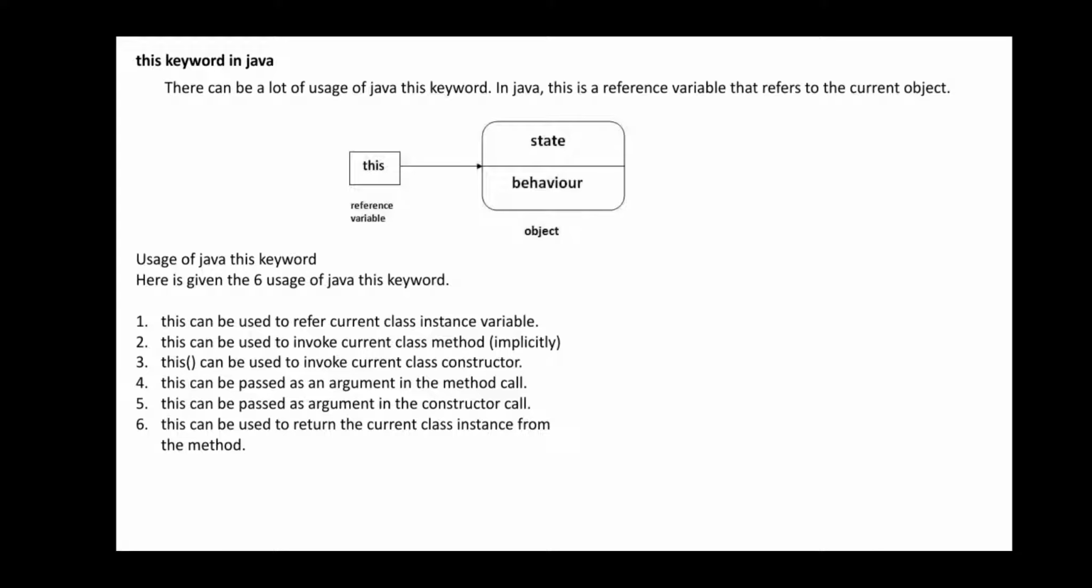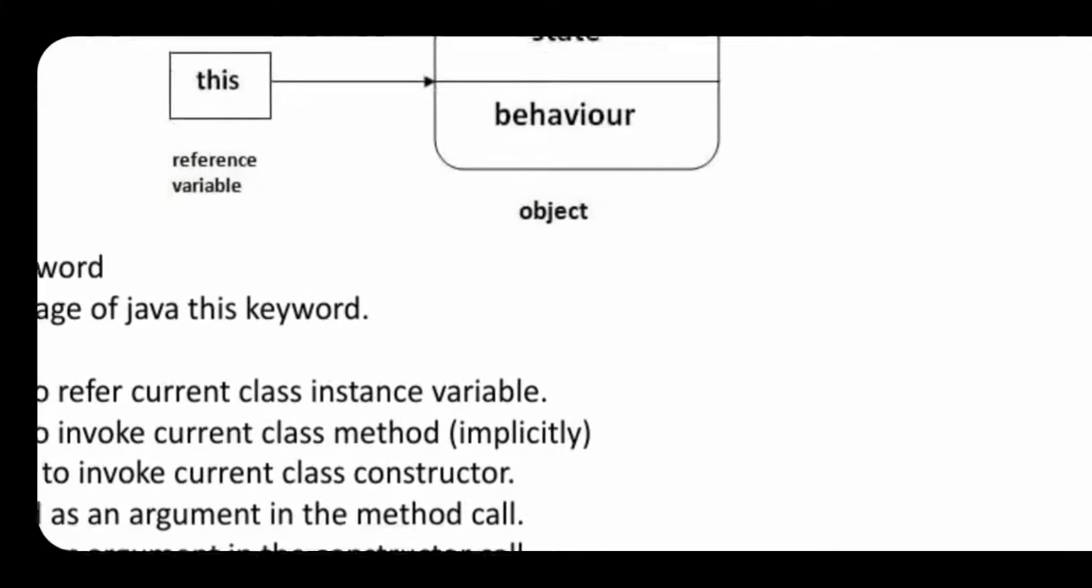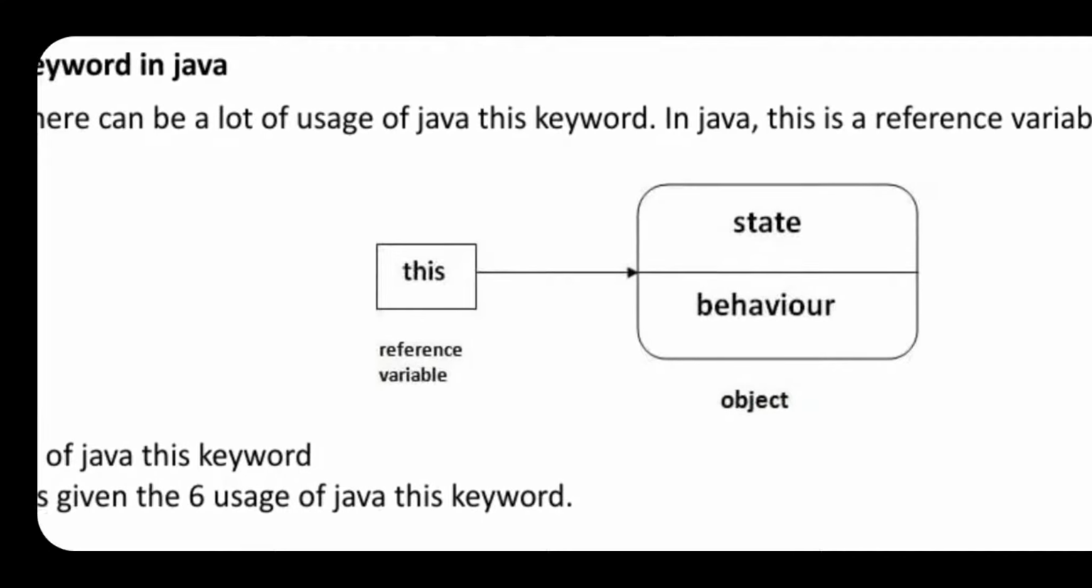This is also called a reference variable, meaning a particular variable value can be referenced without taking its existence at the time of execution of a program. We can call that one a reference variable. There can be a lot of usage of the this keyword in Java. This is a reference variable that refers to the current object. So a simple statement has been given here showing how you are going to access the object state as well as behavior.